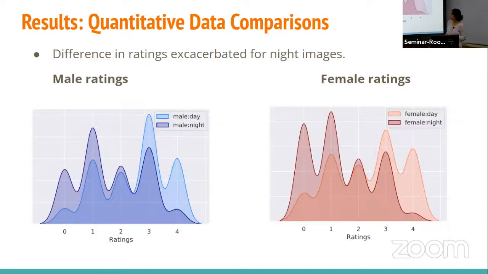Sorry, is there a difference in the movement to the left or the right? So basically you can look at this in multiple ways, right? You can look at day male, day female, night male, night female, and then you can look at the difference between day and night for males and the difference between day and night for females. So I think this is a good question.